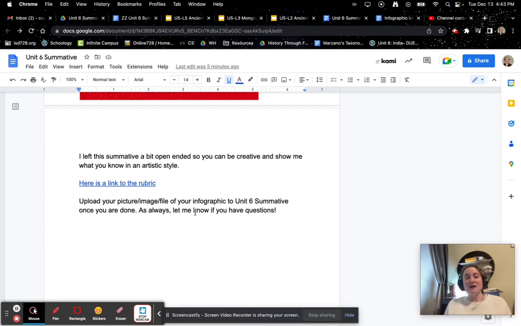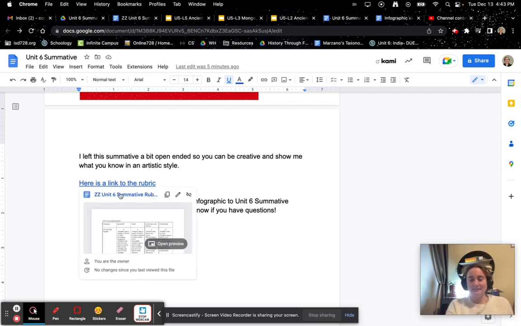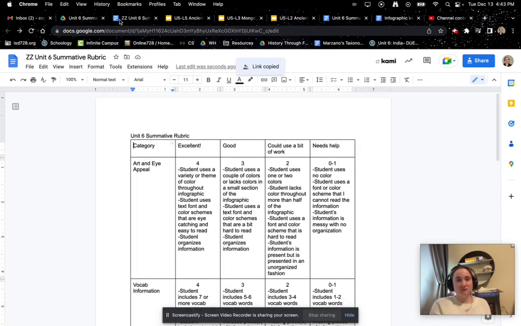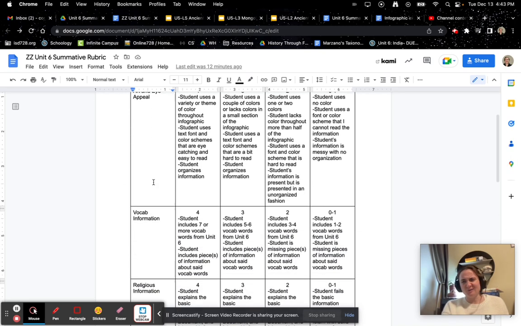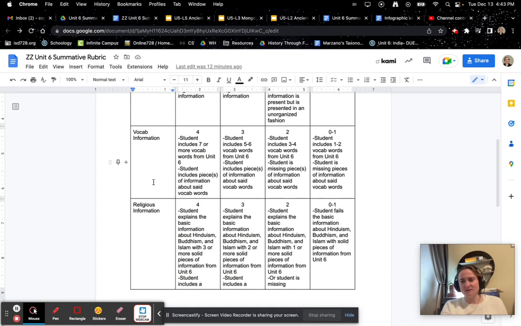All right, so I left the summative a bit open-ended so you can be totally creative and show me what you know in an artistic style. Right here is a link to the rubric. I highly recommend you look at that, okay? Here's the rubric right here. Hopefully there's not too many spelling mistakes.